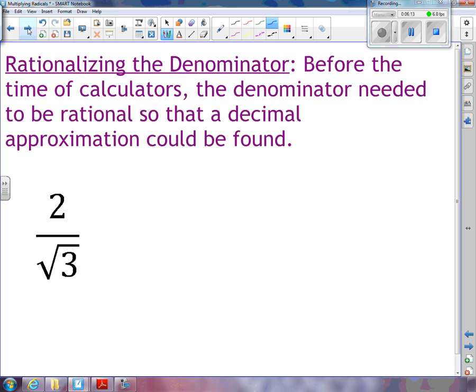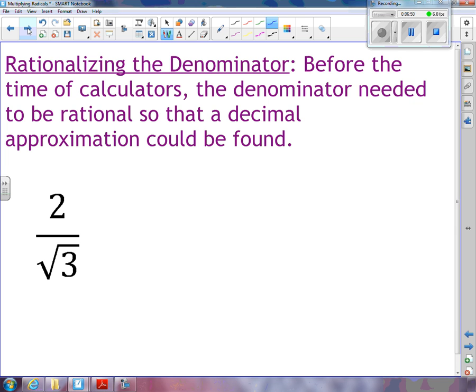Now let's just talk about rationalizing the denominator. Before the time of calculators, the denominator needed to be rational so that a decimal approximation could be found. Now that we have calculators, we don't have to do all of the more difficult calculations that people had to do before there were calculators. Rationalizing the denominator is totally not necessary in today's world. However, the SAT tests and your HiSET test all require that your answers have a rational denominator. And that's really the only reason why we're doing this, so that you do well on your SAT tests.